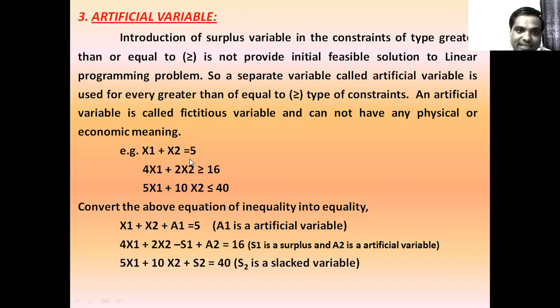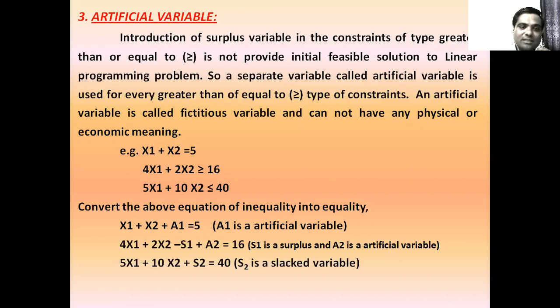For the first constraint, which is equal to type, we only use the artificial variable, not the slack and surplus variable. Second constraint, 4x1 plus 2x2 greater than or equal to 16. In this case, the constraint equation is of greater than or equal to type, so we use both: s1 is a surplus variable and a2 is an artificial variable. So we use both the surplus variable as well as the artificial variable.